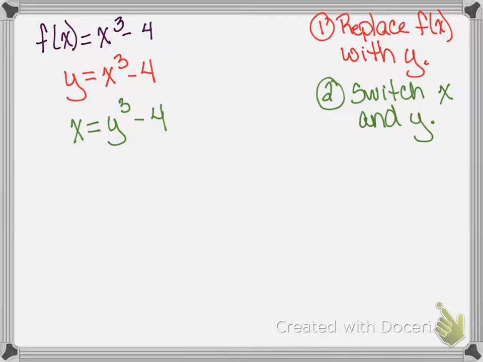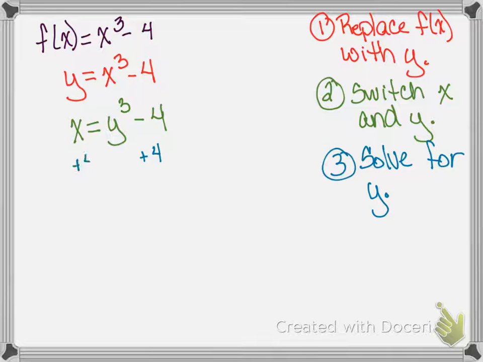So I have switched x and y. And then my third step is to solve for y. And step 3 is where the challenge comes in because you're doing a lot of stuff algebraically. And sometimes that can be a challenge. Okay? So the first thing I'm going to do is add 4 to both sides. So I get x plus 4 equals y to the third.